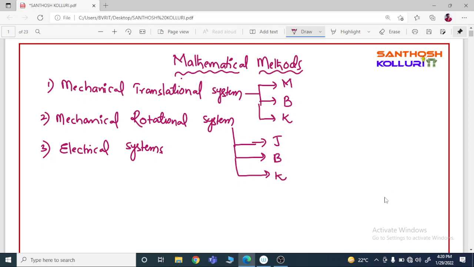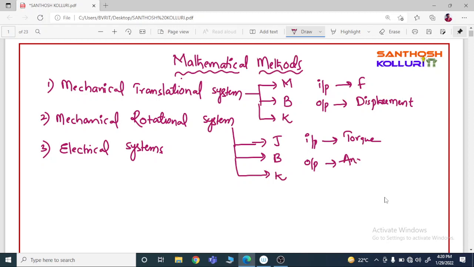In the mechanical translational system, the input will be the force applied on the body and the output will be the displacement produced by that body with the applied force. In the rotational system, the input is the torque applied on the body and the output will be the angular displacement.